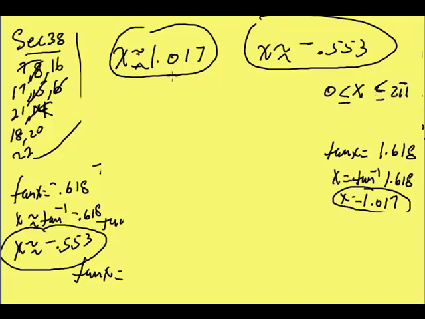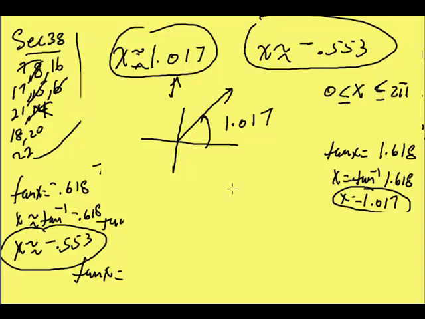Now let's take care of this angle first. This angle here, because tan inverse, your calculator gives you this angle. Where is tan positive? Quadrant 1. So it is giving you this angle right there. That is 1.017. That's the angle that your calculator gives you. But your calculator doesn't give you the other angle.